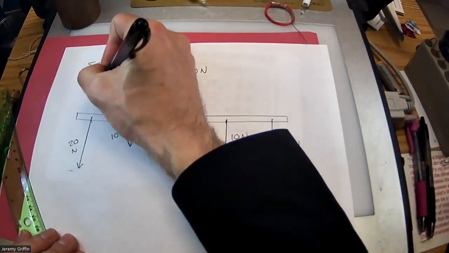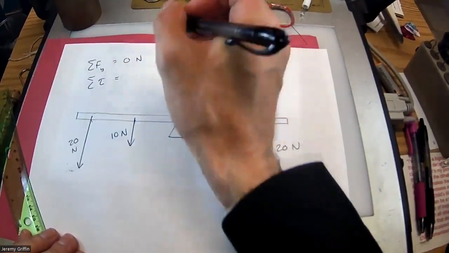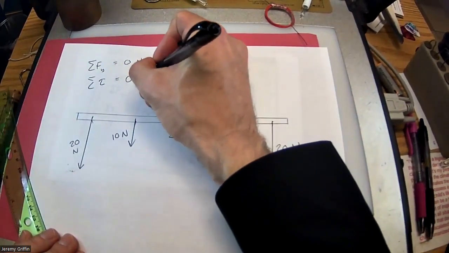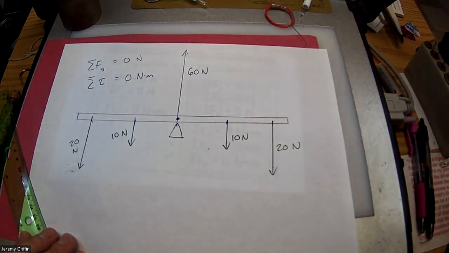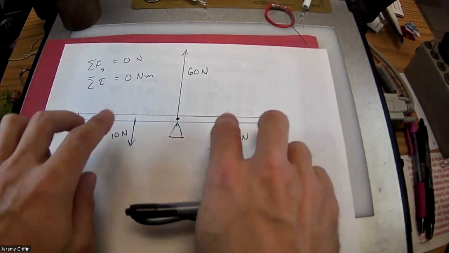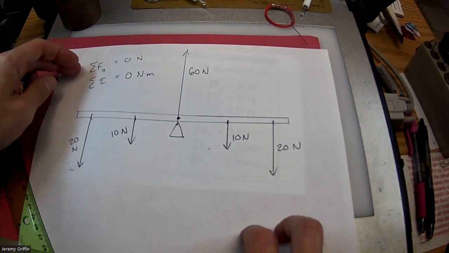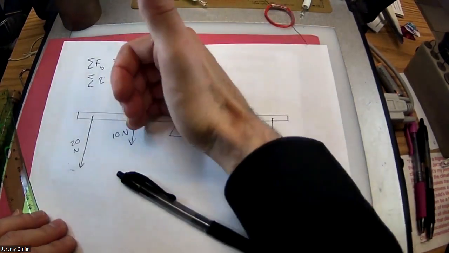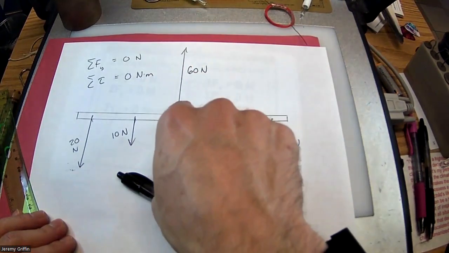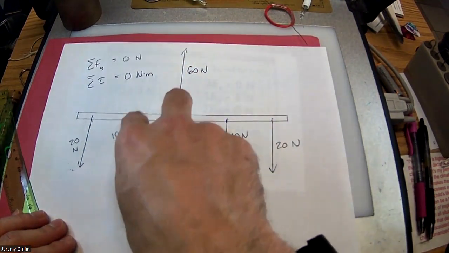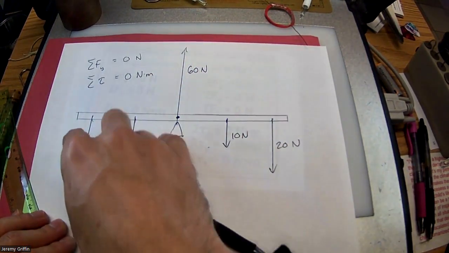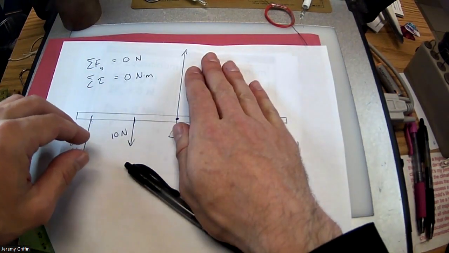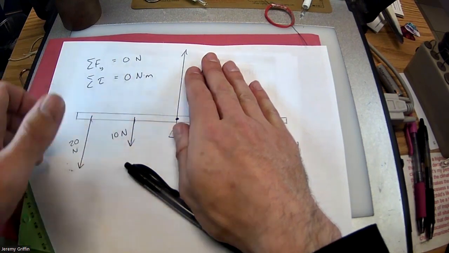But also the sum of the torque, although it's torque out of the page, is 0 newton meters. So 60 newtons up and 60 newtons down satisfies that. And then suppose you pick this pivot point. You're looking at 10 newtons times 1 unit, and 20 newtons times 2 units. What would that be? 10 times 1 is 10, 20 times 2 is 40. So that would be 50 units, let's say counterclockwise. You see that? 40 plus 10 would be 50.